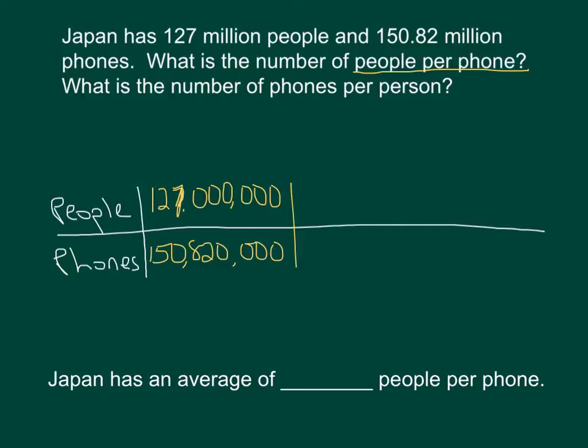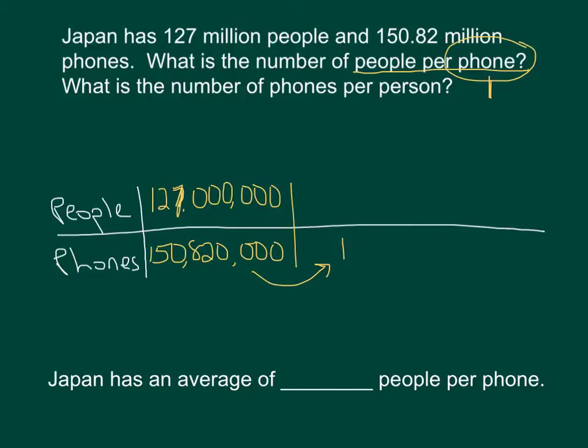Now the question is, am I looking for one person or one phone? So then I go back to the problem where it says, what is the number of people per phone? Notice how phone is singular, so that means I'm looking for one phone. So my 1 goes here. Now how do I get from this horrible, ugly number to 1?